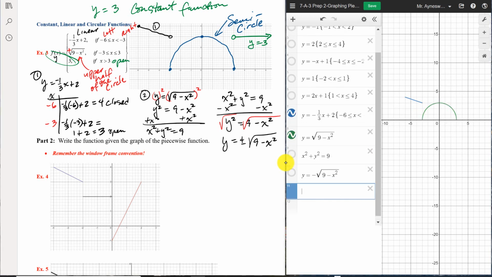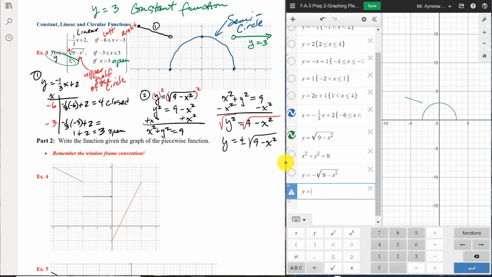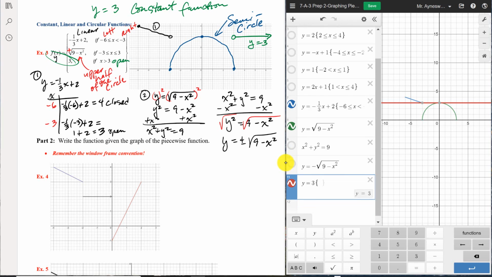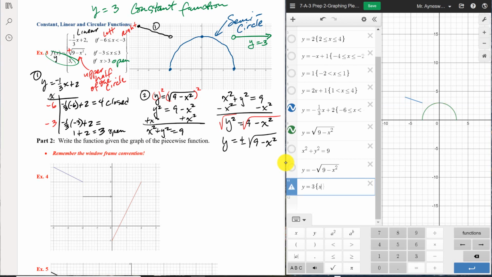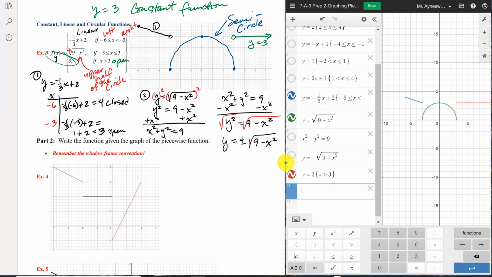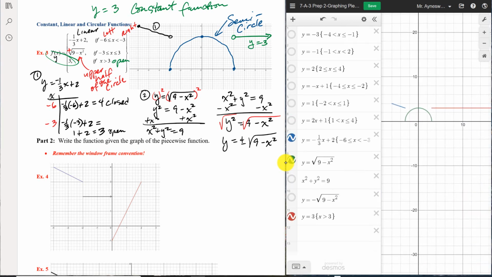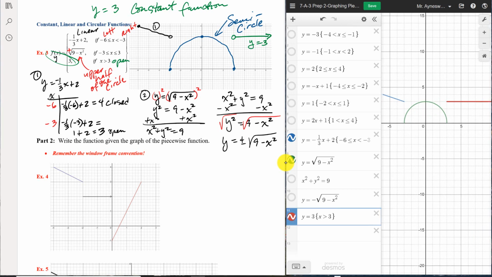And if you want to verify that, type it in. Y equals 3. And you put your restriction in. Curly brackets again. And you type in x greater than 3. So x greater than 3. Boom. And there it is. So notice that it continues there. It's open right there. See how it's undefined? It's open on the left and it continues to the right forever.